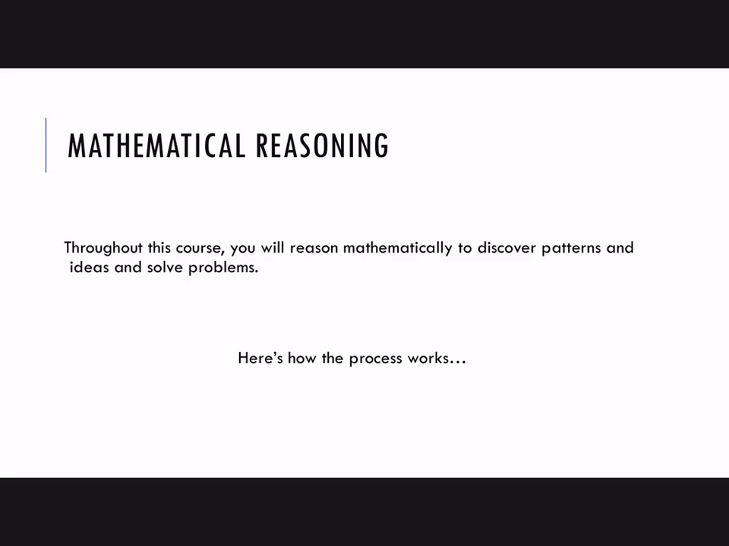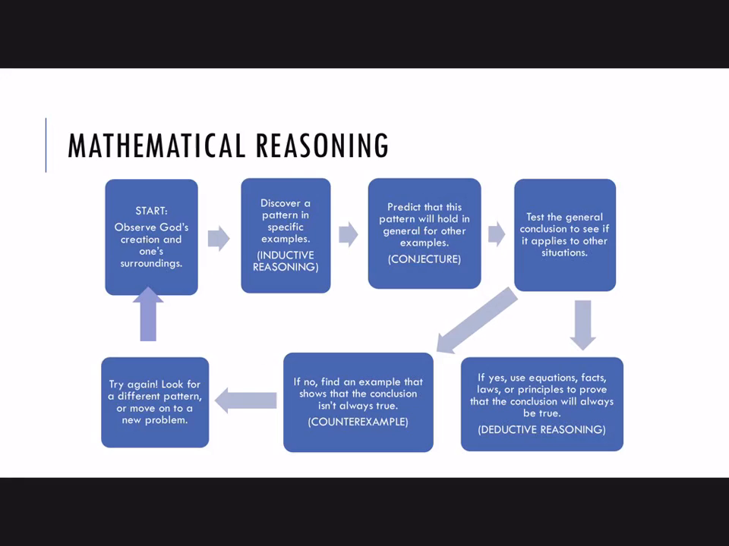So throughout this course, you will reason mathematically to discover patterns and ideas and solve problems. So here's a little chart that I've created for you of how the process works. We start by observing God's creations and one's surroundings. Then we discover patterns in specific examples, and that's inductive reasoning. All right, so we're constantly gathering data and making observations, looking for clues, looking for patterns. And once we find a pattern, we often predict that this pattern will hold in general for other examples. That's called your conjecture.